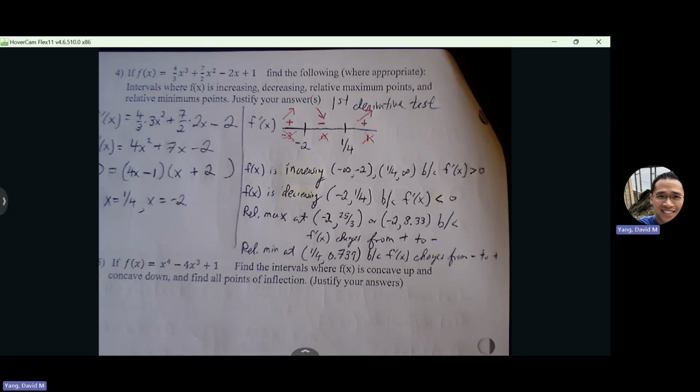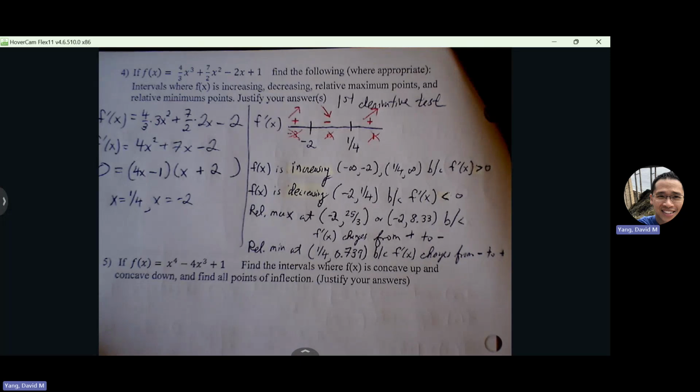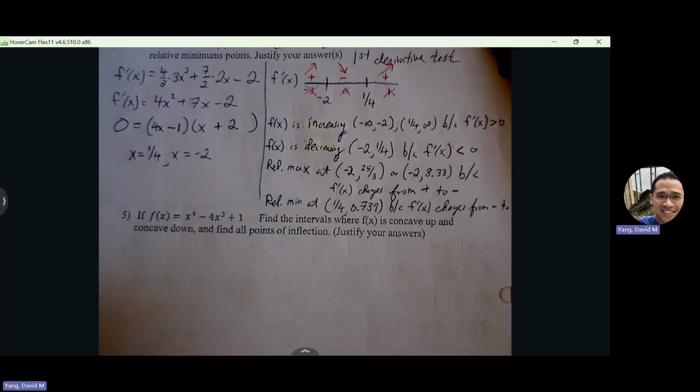Right, only for extreme value theorem, we don't want the X values at the end, just the Y values, right? Right, any questions with first derivative test? All right, number 5, this is a test for concavity.